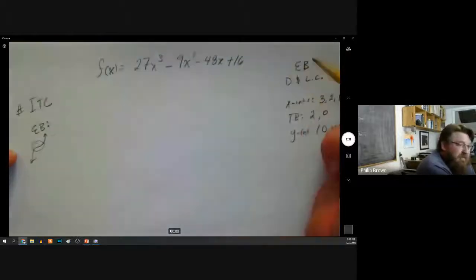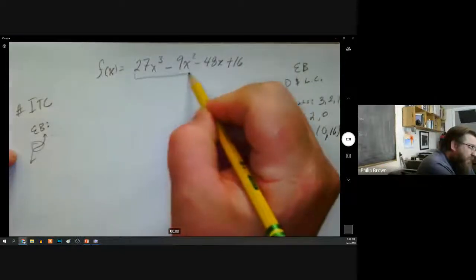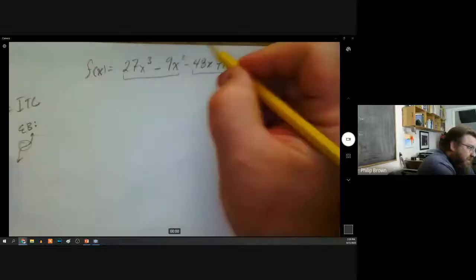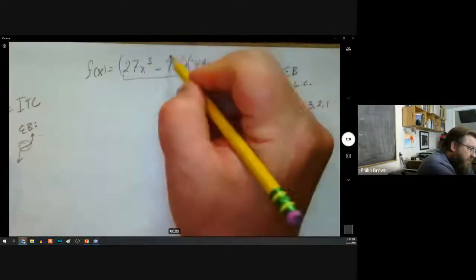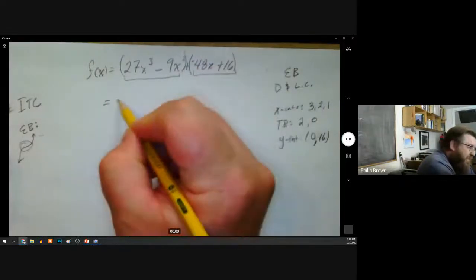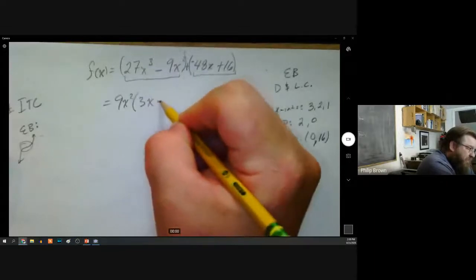All right, factor by grouping. You remember, think about factor by grouping. You're going to make 2 groups, right? But they have to be separated by a plus sign. So when we do this, we have to be careful. And then we try to factor out each group. So here we can take out a 9x squared, and we're left with 3x minus 1. Is that good?